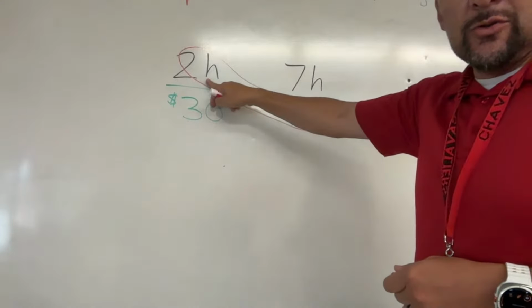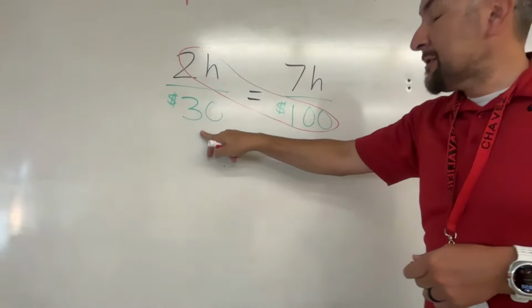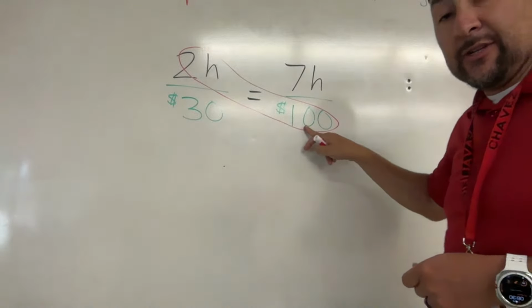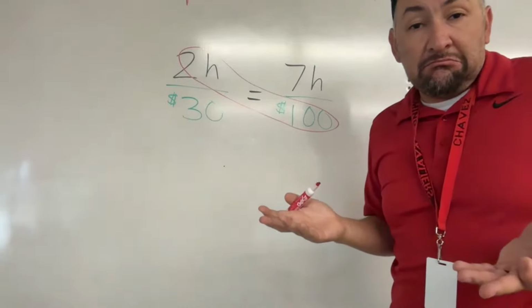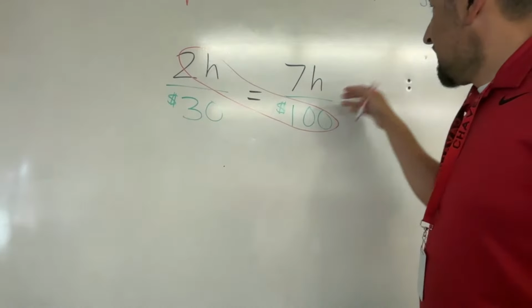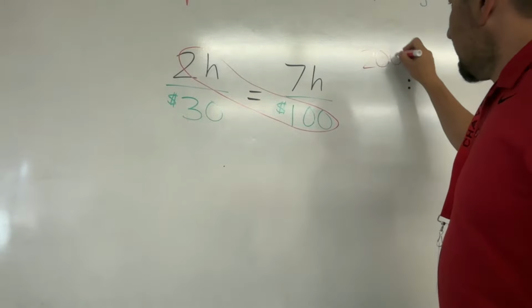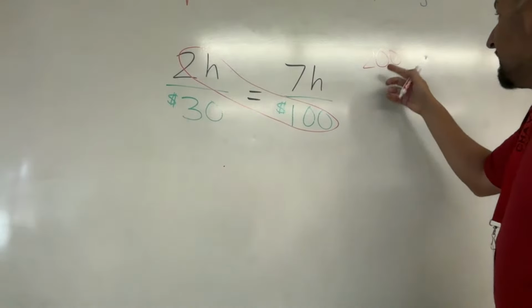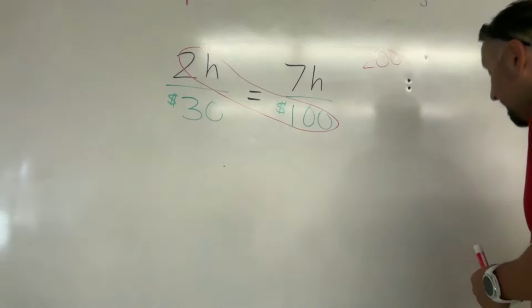If you sell 2 hoodies for $30 and somebody buys 7 hoodies and they give you $100, is that proportional? Is that right? Let's find out. So we're going to cross multiply. 2 times 100 is 200. And then we're going to go ahead and take our answer of 200 and make that a little bit darker for you.